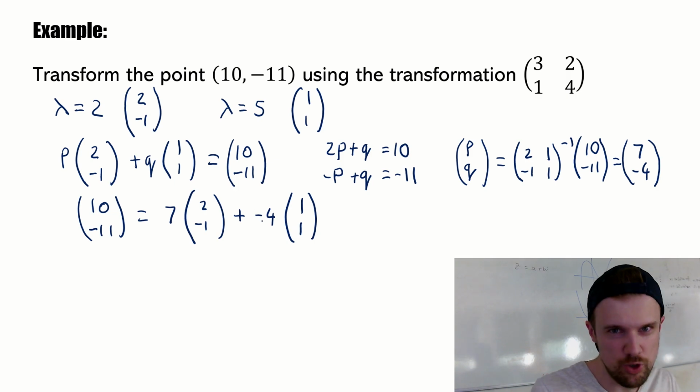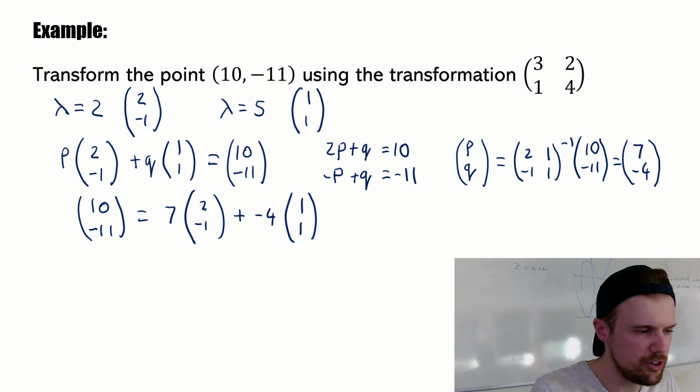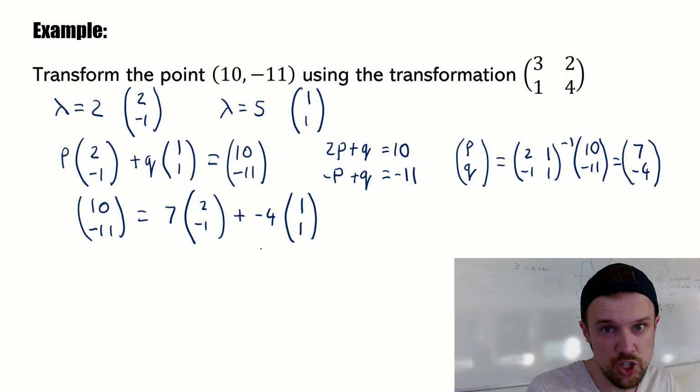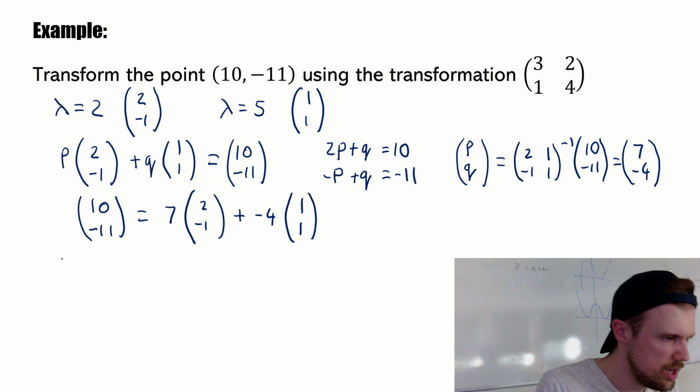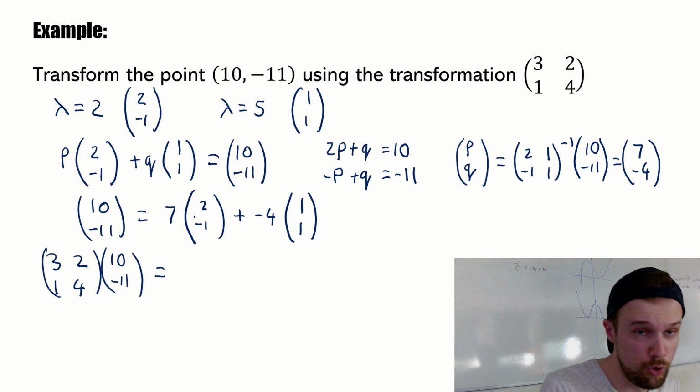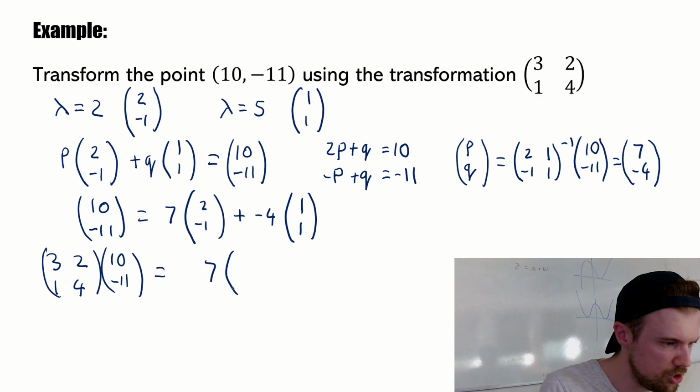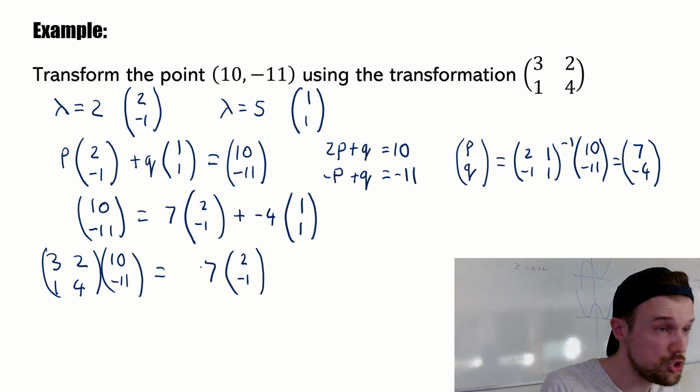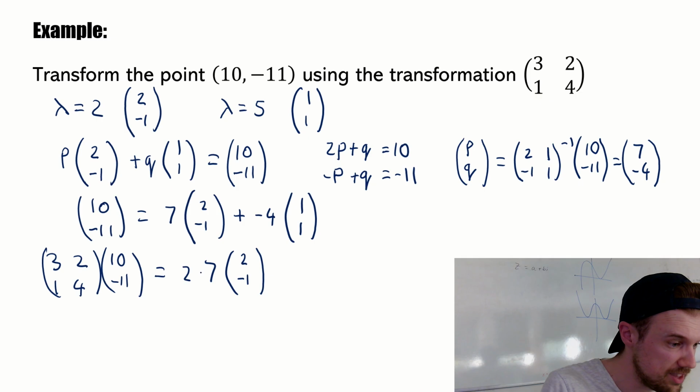Okay, so that's what we've got so far. Now we want to apply the transformation to our point (10, -11), but doing it to its new format that we've written it in. The reason we want to do that is because it turns out this transformation is secretly just doing a stretch scale factor 2 in the direction (2, -1). So what that means is when we're doing [3, 2; 1, 4] times (10, -11), it's the same as just taking what we had before in the (2, -1) direction, which was 7 lots of (2, -1), but now stretching it scale factor 2, so multiplying that by 2.